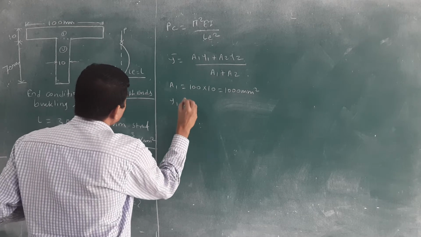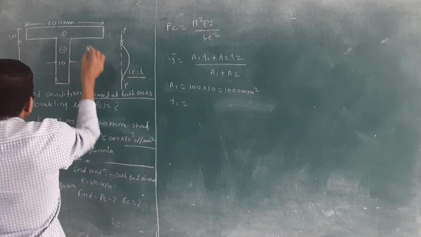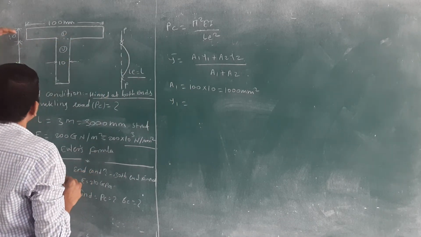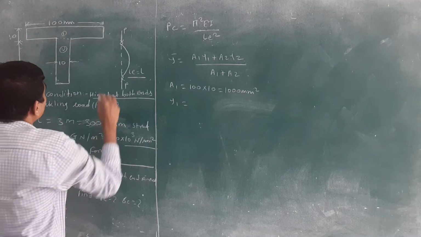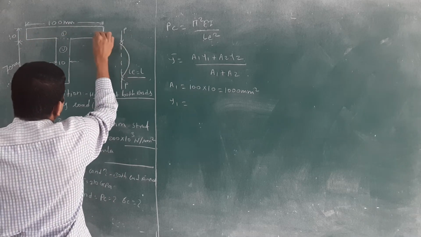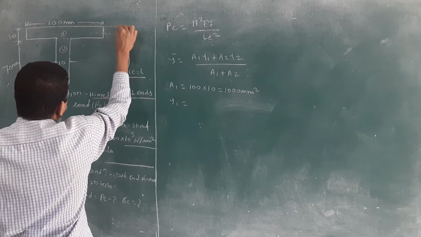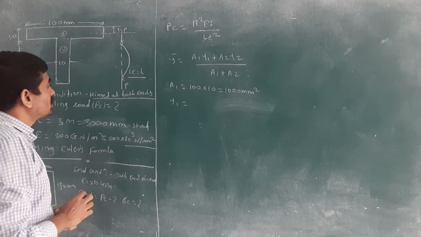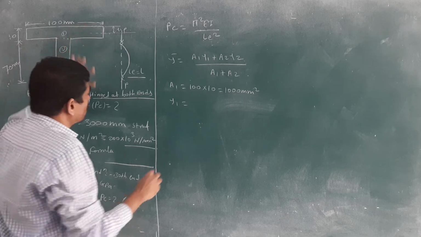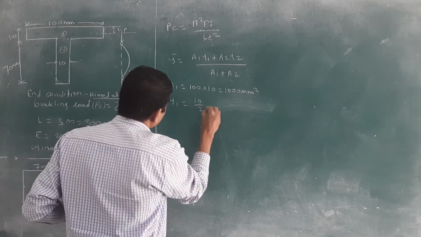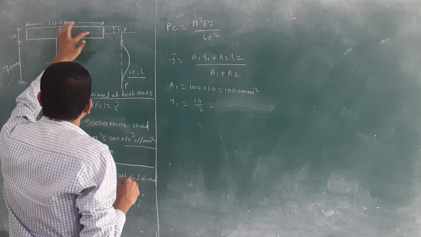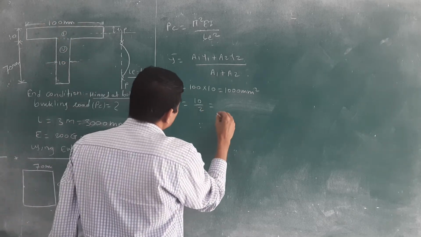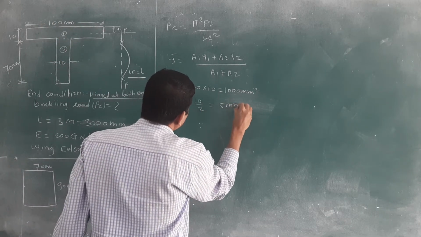Okay. What is the y1? Y1 is the centroid of that body, this component. Don't think about the second component, think only about the first component. What is the centroid of that? You have to take this half distance. This is the y1. Y1 is equal to 10 by 2, you will get the centroid of the first component. 10 by 2, you will get 5 mm.